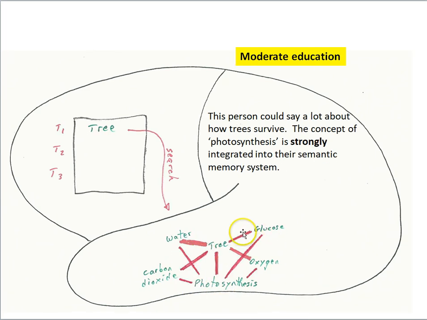By contrast, someone with a moderate education, this person could say a lot about how trees survive. The concept of photosynthesis is strongly integrated into their memory system. So in other words, now we see the links to oxygen and glucose and water and carbon dioxide are stronger. So this person could say that trees are performing photosynthesis, and photosynthesis is a complex chemical process that uses water and carbon dioxide molecules to make glucose molecules, and oxygen is released in that process. This is the mark of an educated individual.